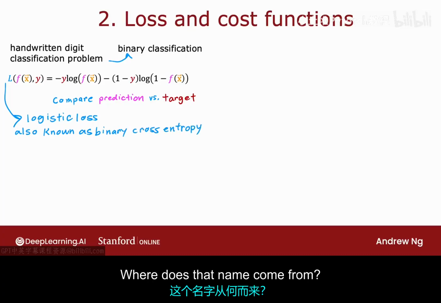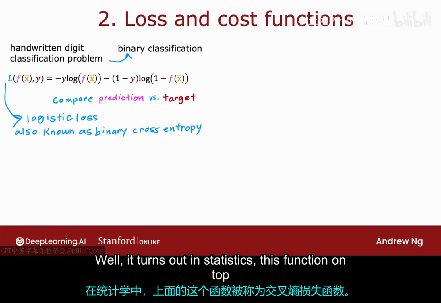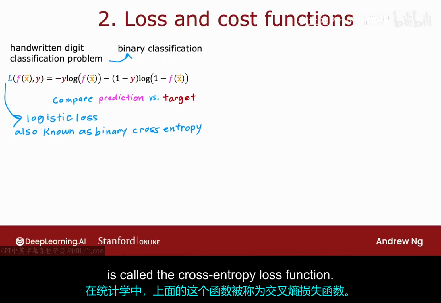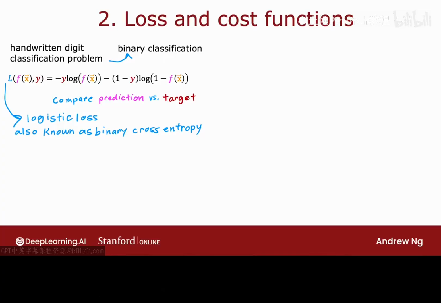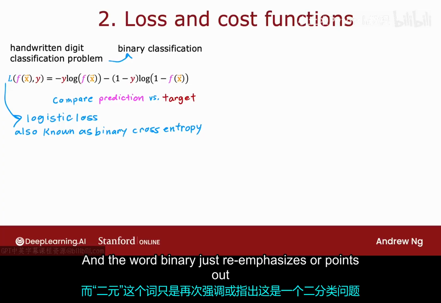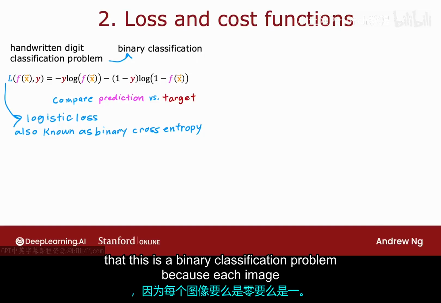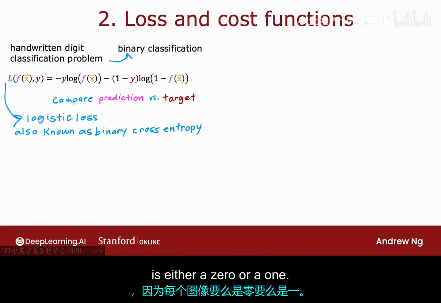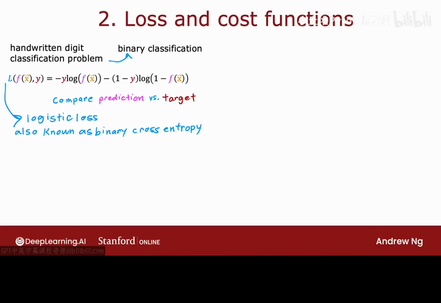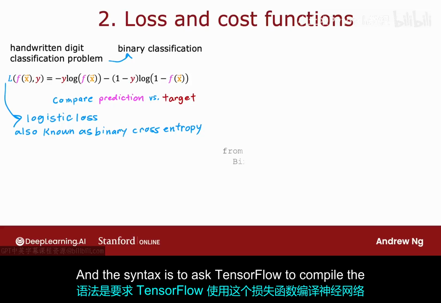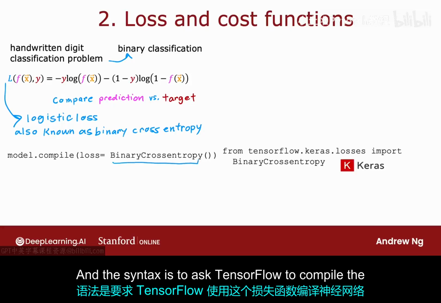Where does that name come from? Well, it turns out in statistics, this function is called the cross-entropy loss function. So that's what cross-entropy means. And the word binary just points out that this is a binary classification problem, because each image is either a 0 or a 1. The syntax is to ask TensorFlow to compile the neural network using this loss function.